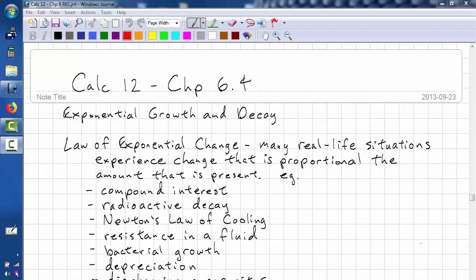Hi, this is Calculus 12, Chapter 6.4. We're going to be looking at exponential growth and decay. So the law of exponential change applies to many real-life applications where the change is proportional to the amount that's present.